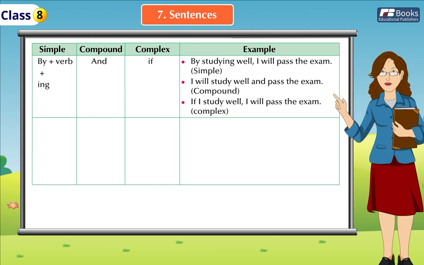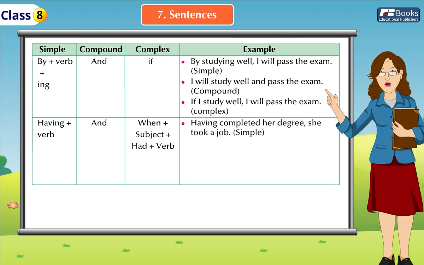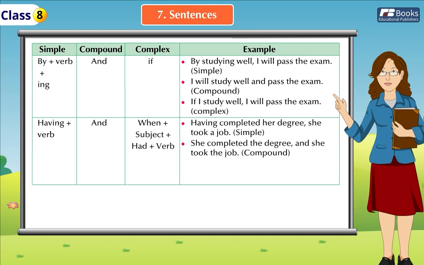Simple: having plus verb. Compound: and. Complex: when plus subject plus had plus verb. Example: having completed her degree, she took a job. Simple. She completed the degree and she took the job. Compound. She took a job when she completed the degree. Complex.